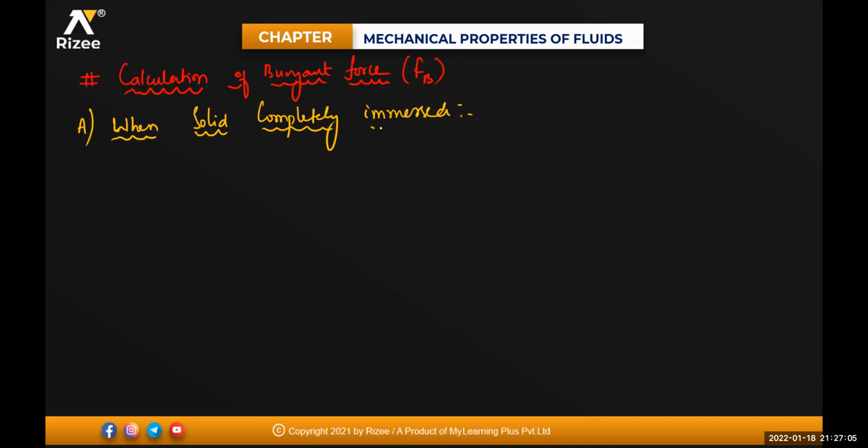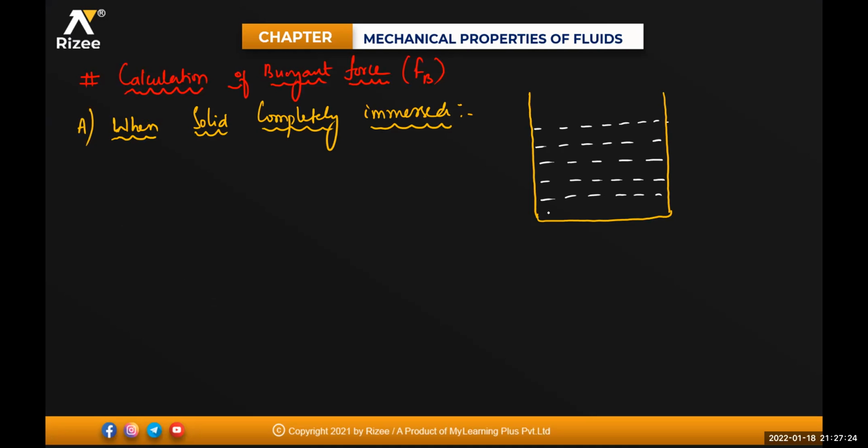When solid is completely immersed, that means this is your container and it has been filled with water. And if your body is completely immersed in this, somewhere here, this body is totally immersed in this one. Now density of the liquid, I am representing it by rho L. Density of solid, I am representing it by rho S.